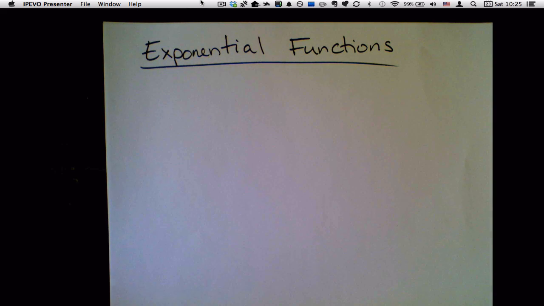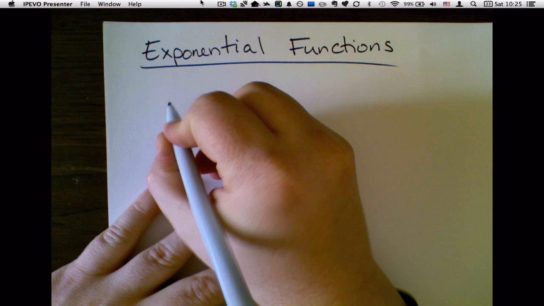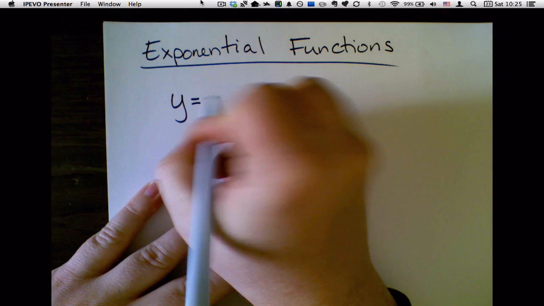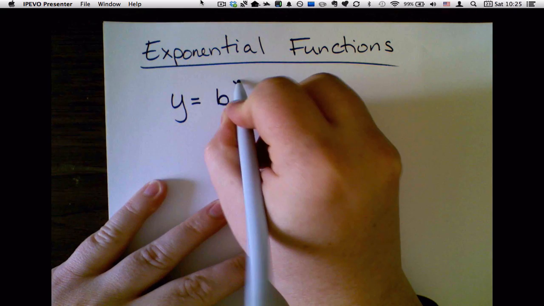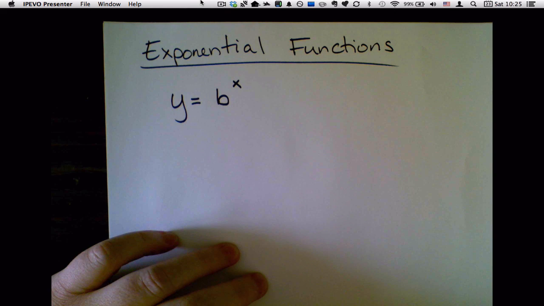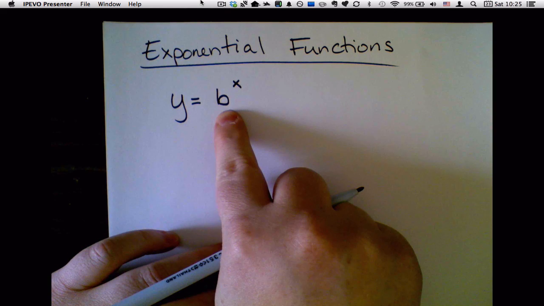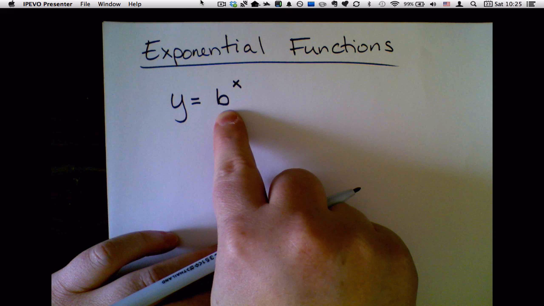An exponential function is a function of the form y equals some base whose exponent is x. That is the parent function, and you can stick any number in here. We'll look at what happens when you stick different numbers in.